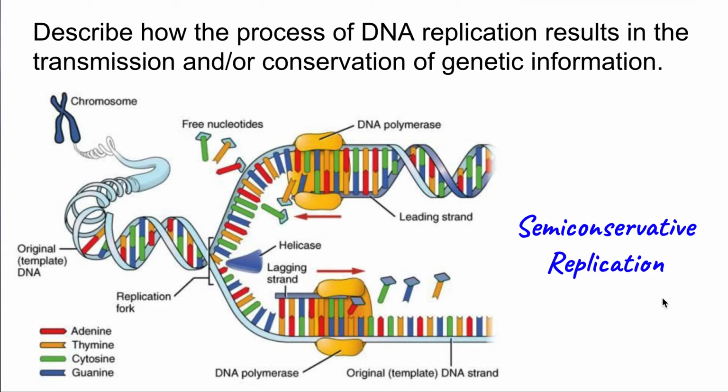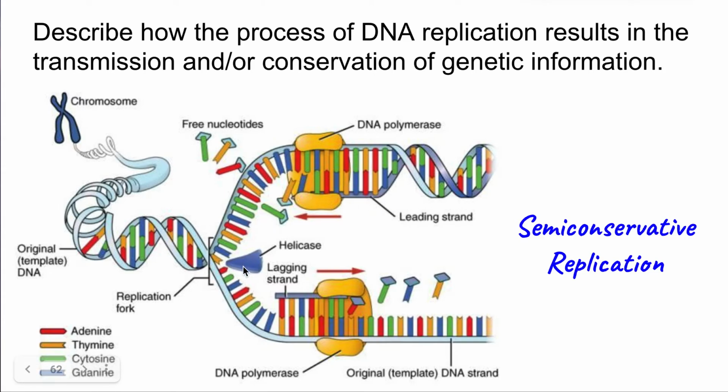Now, how do we even make those chromosomes to begin with? Well, you will replicate your DNA. So the process of DNA replication that allows for this transmission of chromosomes and to conserve the genetic information deals with DNA and how it's replicated.